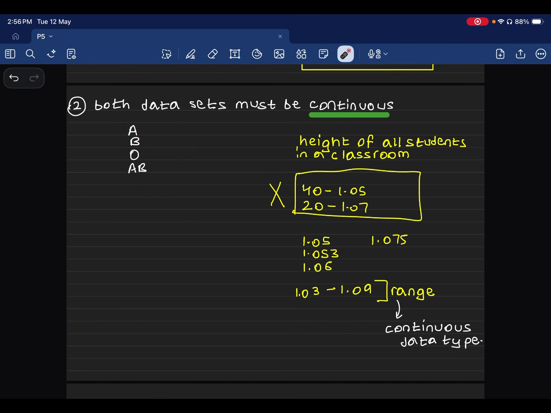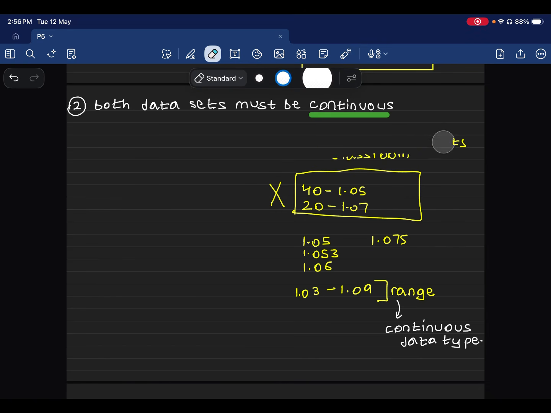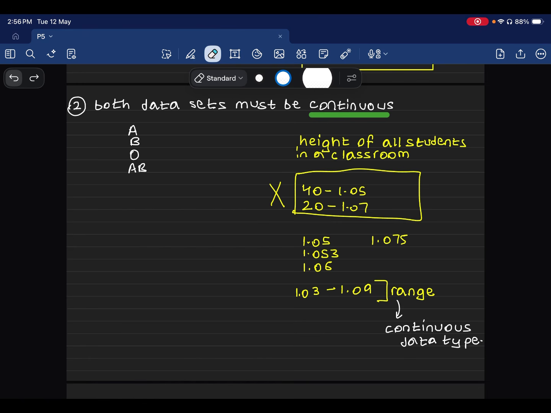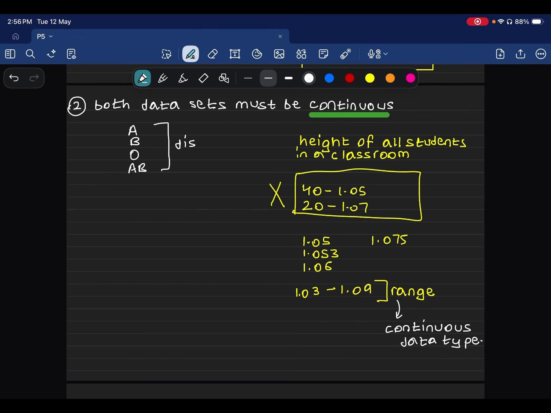So, if you have categories and not range of values, this is discontinuous data. But if you are dealing with a range of values, that is continuous data. So, when you are performing the t-test, you need to make sure that the data is continuous, meaning it has a range. I'm not going to erase this just to keep it for your reference.